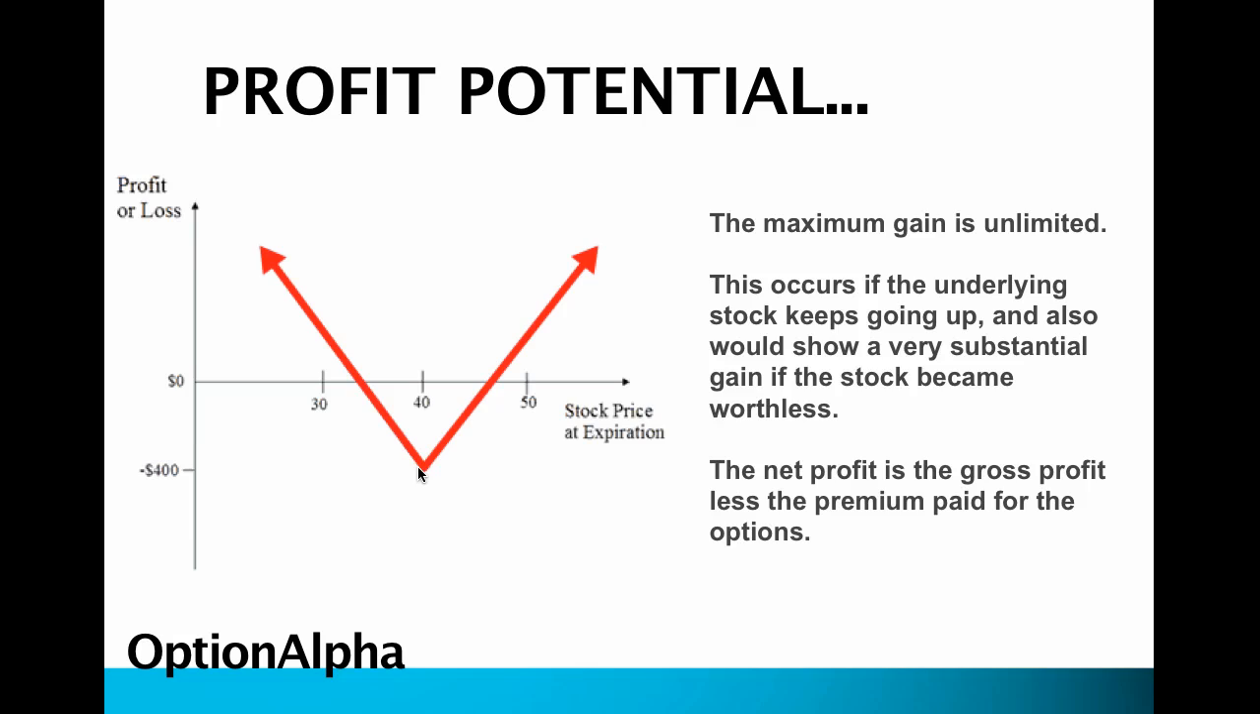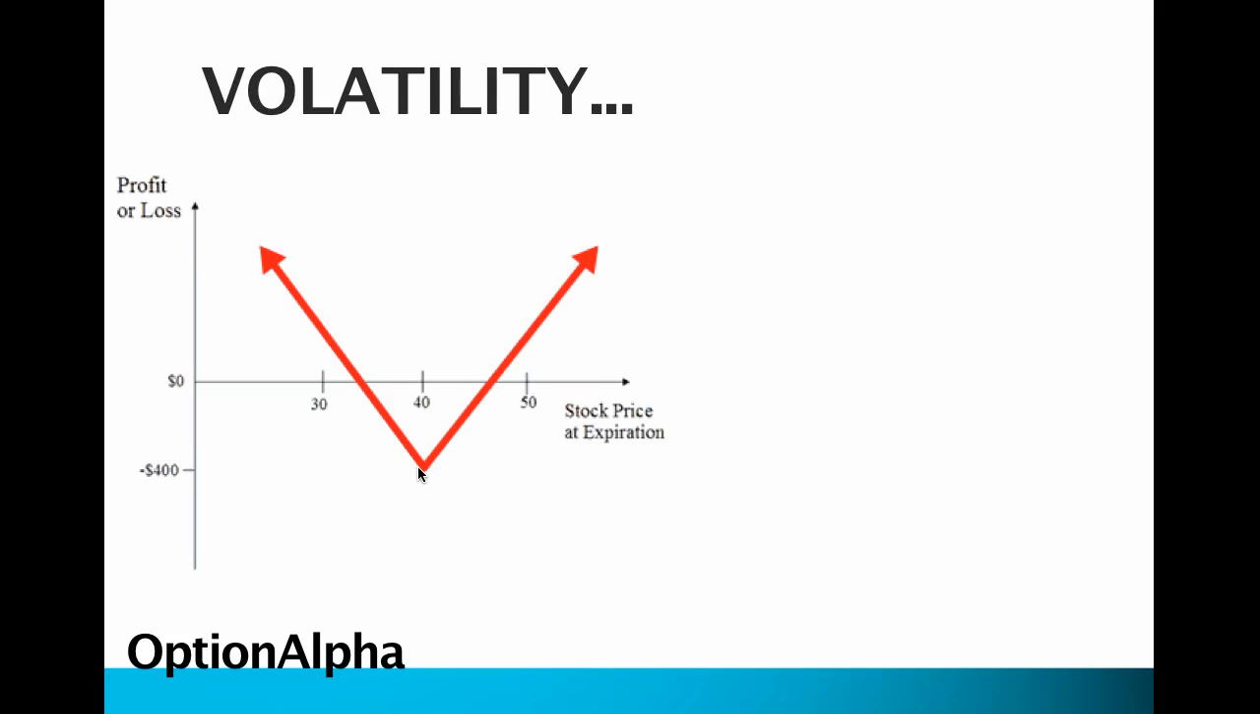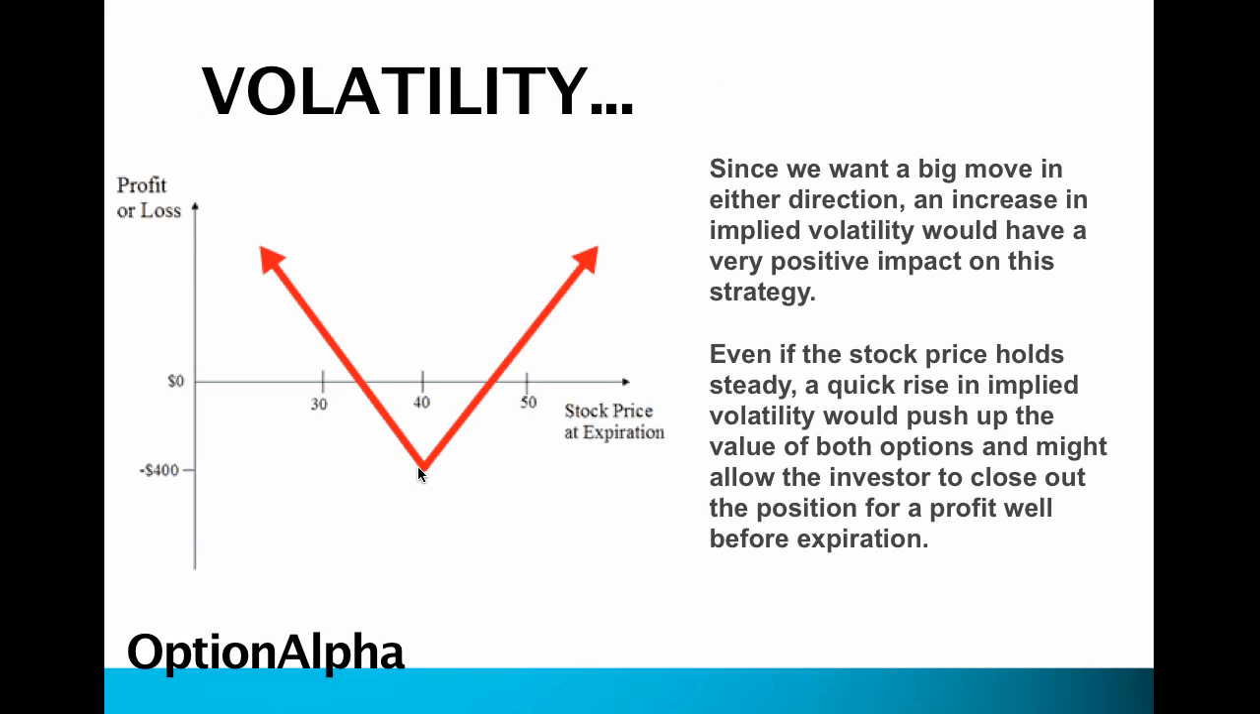So long as the stock moves and moves in a very violent fashion, then you actually are going to make a lot of money. With volatility, since we want a big move in either direction, an increase in implied volatility would have a very positive impact on this strategy. Now notice that I used the word increase in this particular slide. A decrease in volatility is not going to help our position. Again, we are trading a strategy where we want a volatile stock, so we want increasing volatility, more rapid and wild movement. Decreasing implied volatility, or a stock that starts to trade sideways or right at 40, is very bad for the strategy. So again, increasing volatility is really what we want, not decreasing volatility.